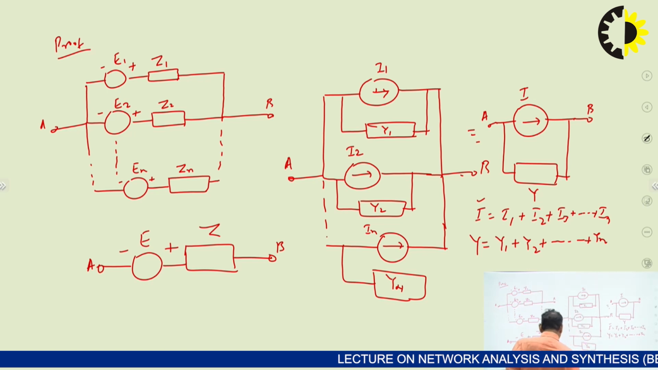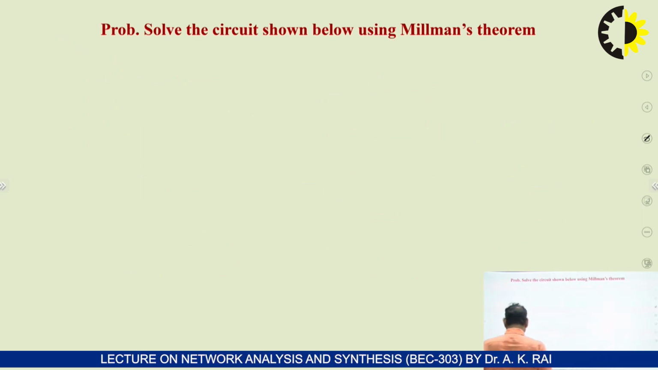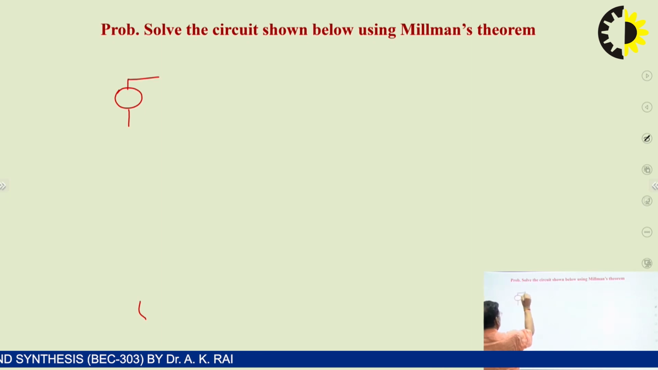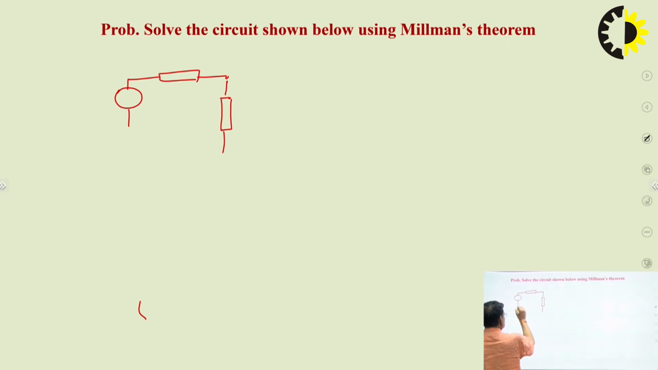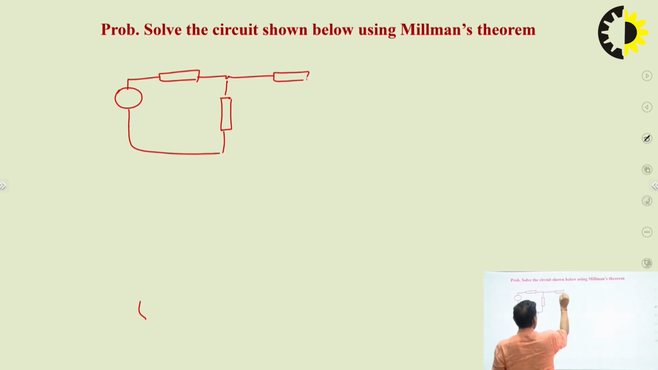Now, we will carry out some examples. Solve the circuit shown below using Millman's theorem. So, the circuit is like this. This is one energy source, there is another energy source.